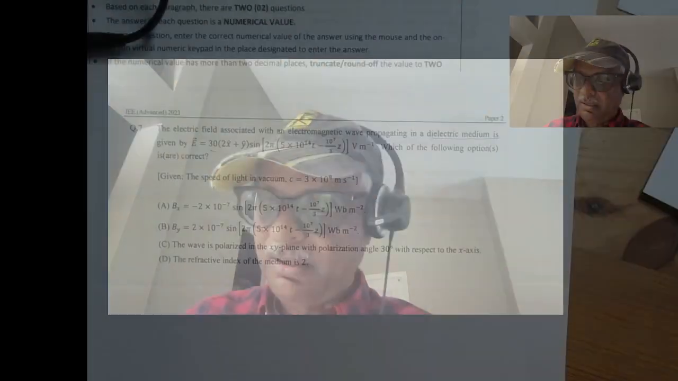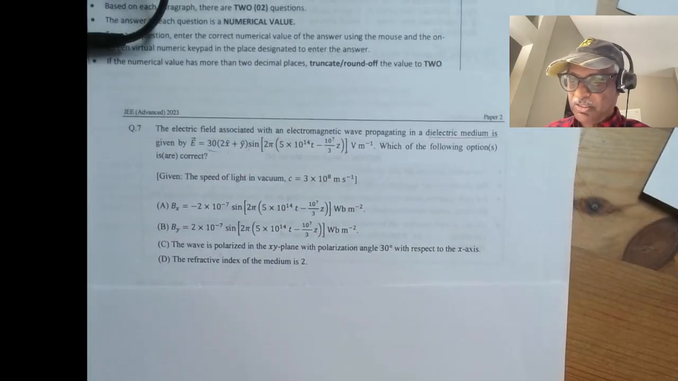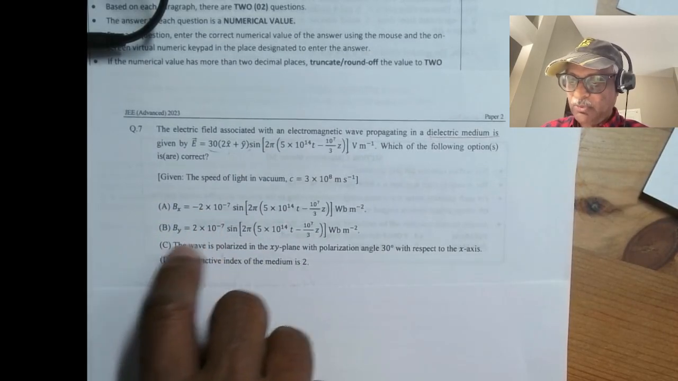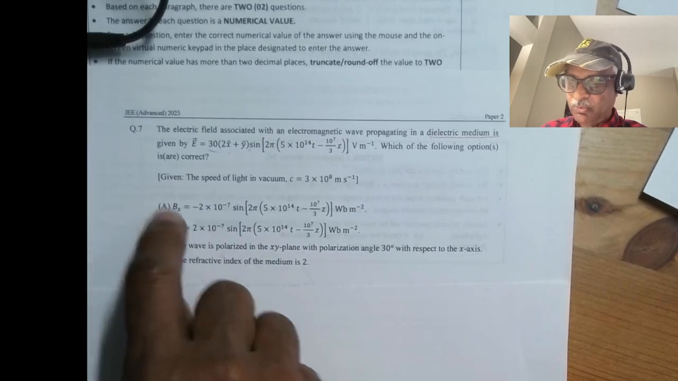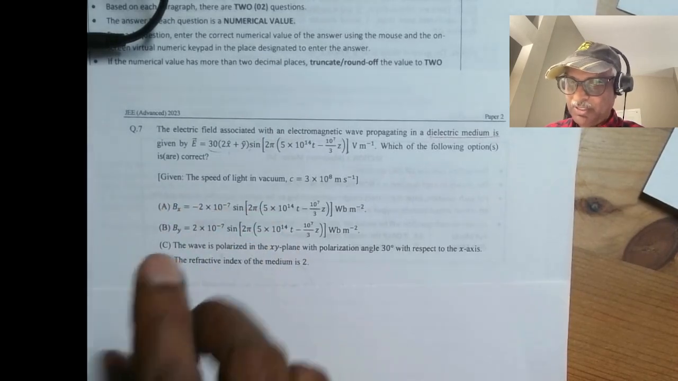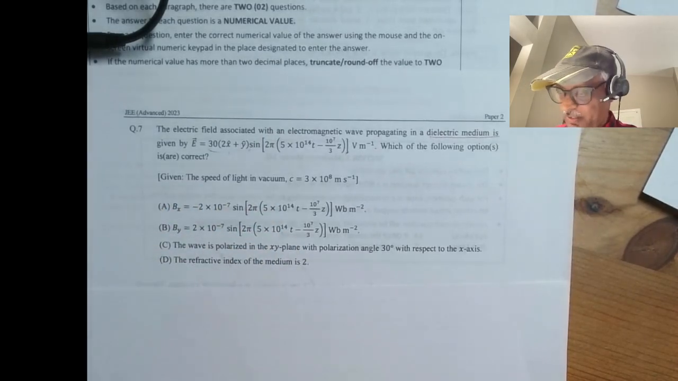So this is section 2 and it's question number 7, and here it is. This question is a multiple choice question, and you have to check whether any of them are right, and you only mark the one that's correct. If you include any of the ones that are wrong, then you get a negative marking.